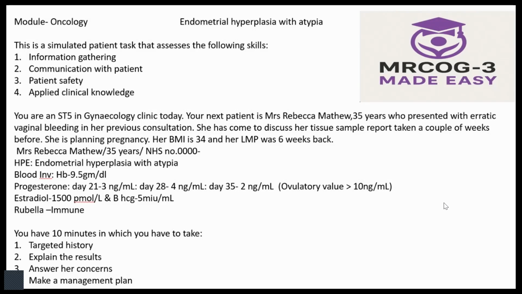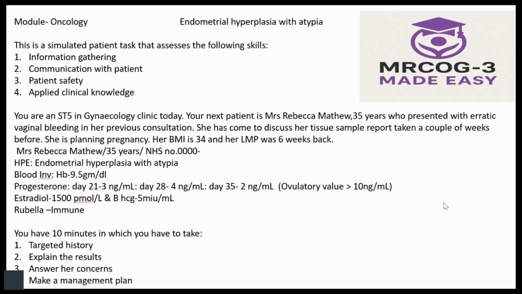Now, then you can ask, have you taken any treatment for this bleeding? Have you consulted anyone? This is about the bleeding. I also see that you are planning to have a baby, isn't it?